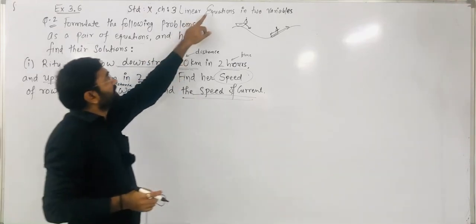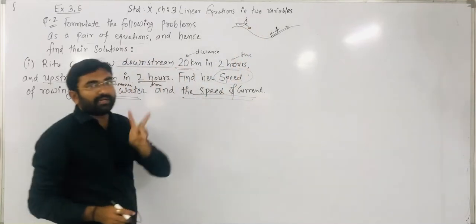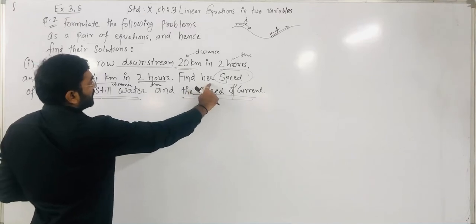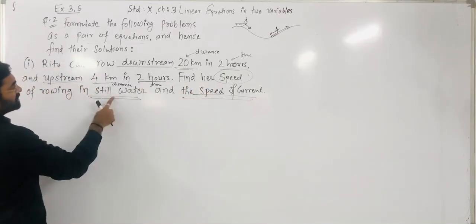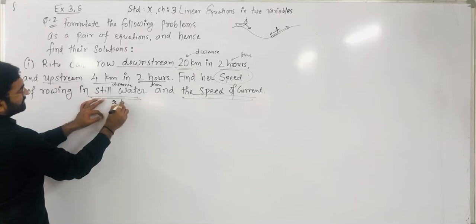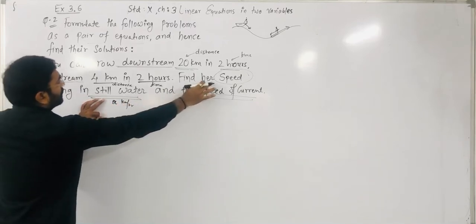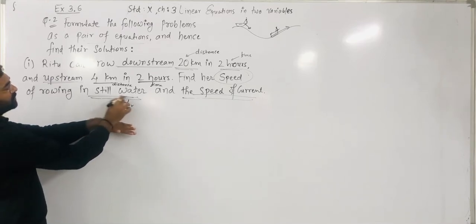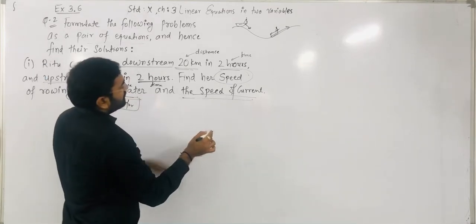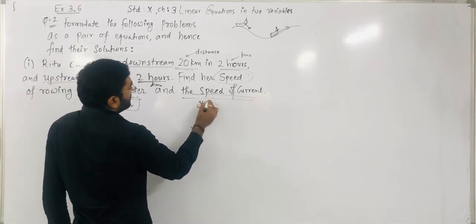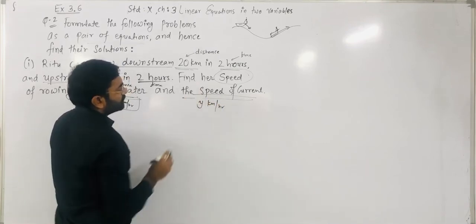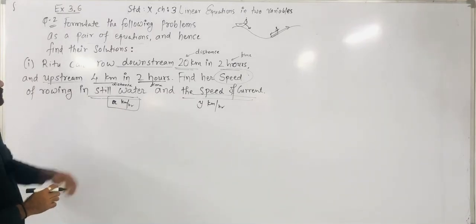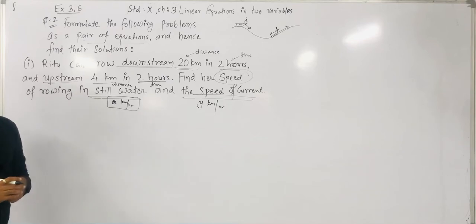We are writing linear equations in two variables, so we require two variables. Speed of rowing in still water, suppose we take it as x kilometers per hour. In still water, what is the speed of the boat? We assume x kilometers per hour, and the speed of the current we assume as y kilometers per hour. So those two variables we have to assume. Using them we have to make two equations.